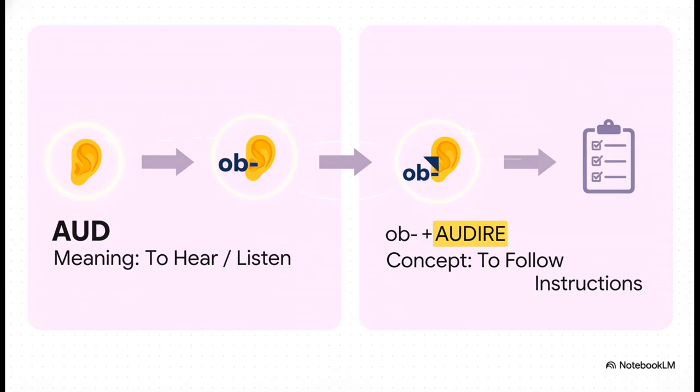We know AUD means to hear, but centuries and centuries ago, the Latin prefix ob was tacked on to create ob audir, which meant to listen to very closely. Over time, as this word bounced through Old French and finally landed in English, ob audir literally morphed into the word obey. The concept of listening closely evolved entirely into following instructions.